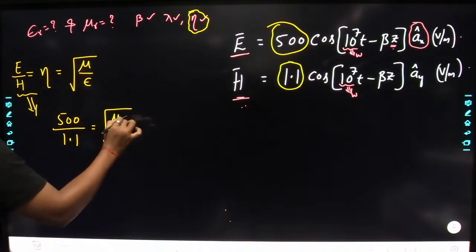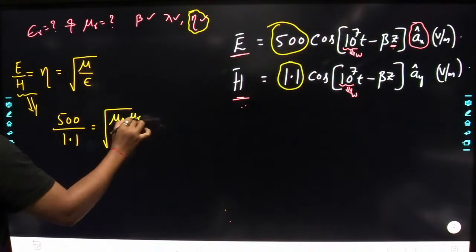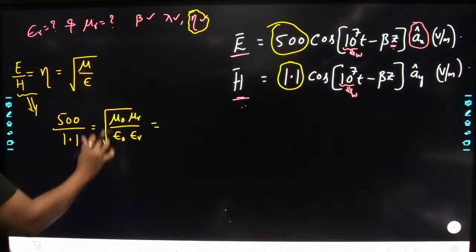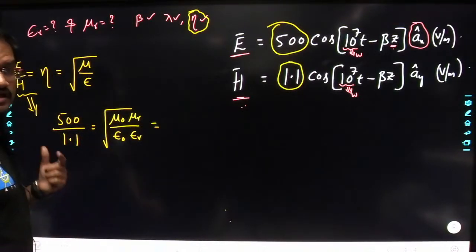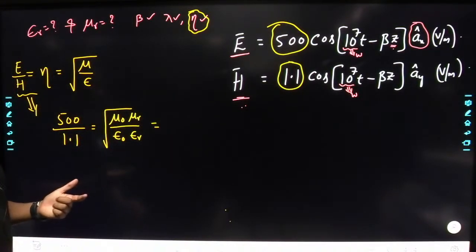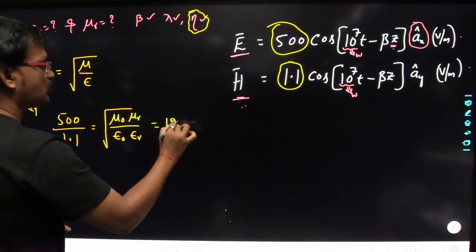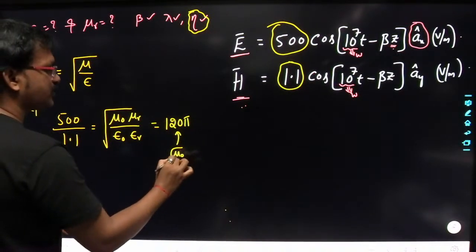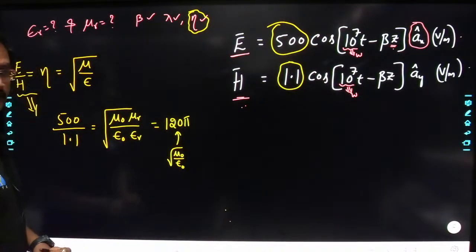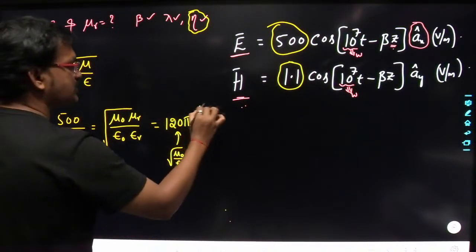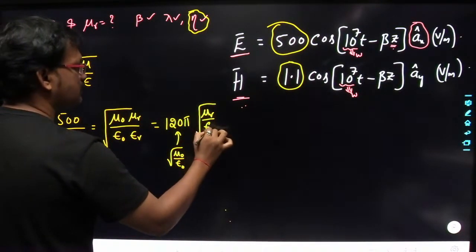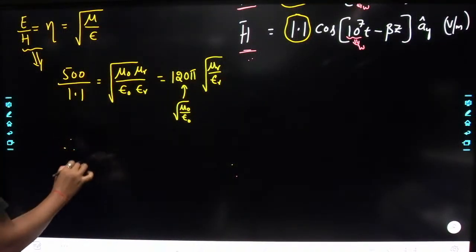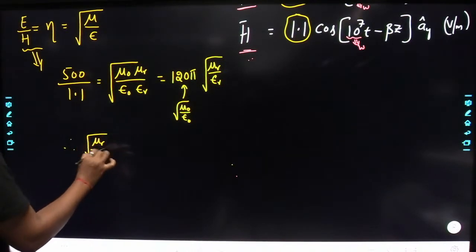I can write it as the square root of mu naught mu r divided by epsilon naught epsilon r. The square root of mu naught by epsilon naught represents the intrinsic impedance of free space, which I can write as 120 pi. So 120 pi is the intrinsic impedance of free space. Then 120 pi into what is left out here, the square root of mu r by epsilon r.